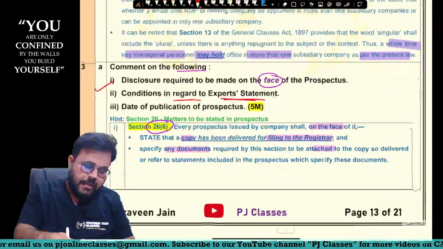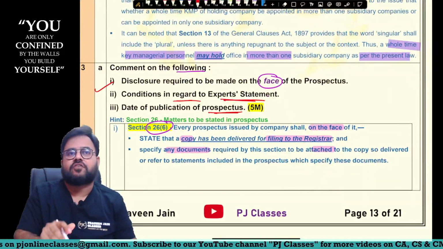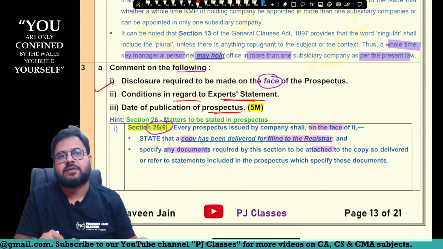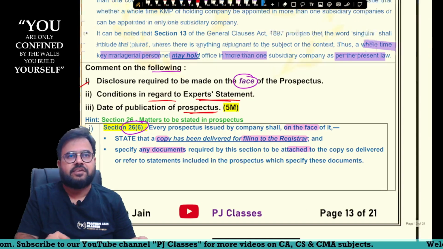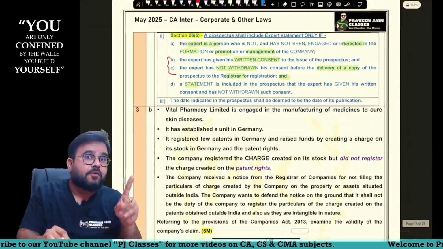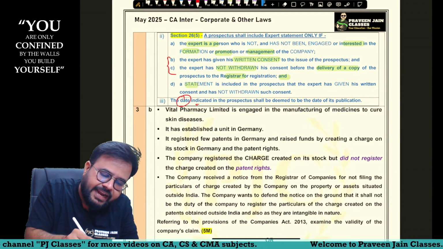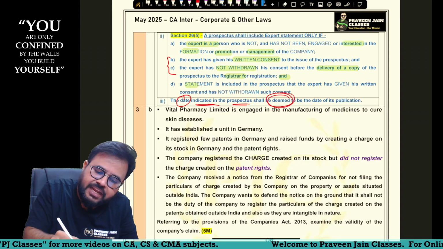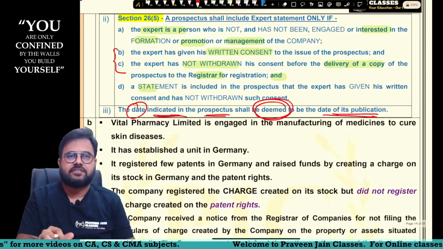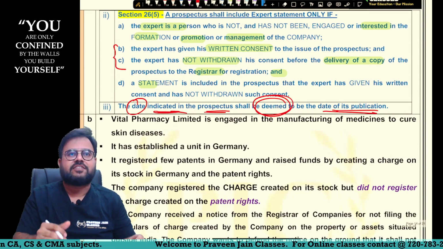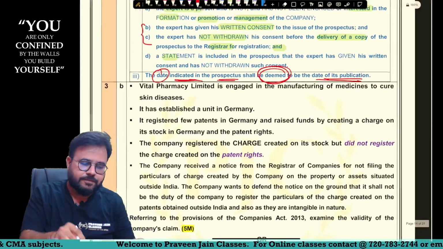And last point is what, sir? Date of publication of prospectus. In subsection 3, if you see, an explanation is given in 26 subsection 3, sir. Now every prospectus has to be dated and signed. Whatever date you mention, the date indicated in the prospectus will be deemed to be the date of publication, sir. So that is there, sir. So what is the significance of this? Obviously you have to refer to your main class, sir.